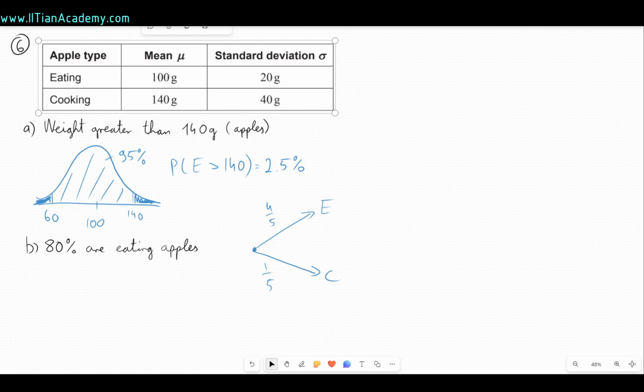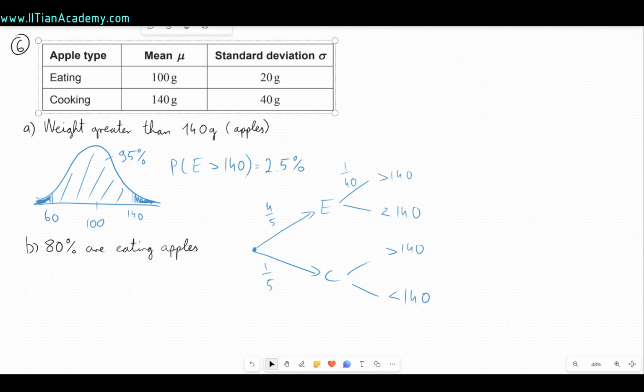And then the eating can either be larger than 140 or smaller than 140. And same with the cooking apple. And well, in part A, we have calculated this probability, right? So we have calculated the probability that an eating apple has a weight larger than 140. So that's like 2.5%, or we could also say 1/40.